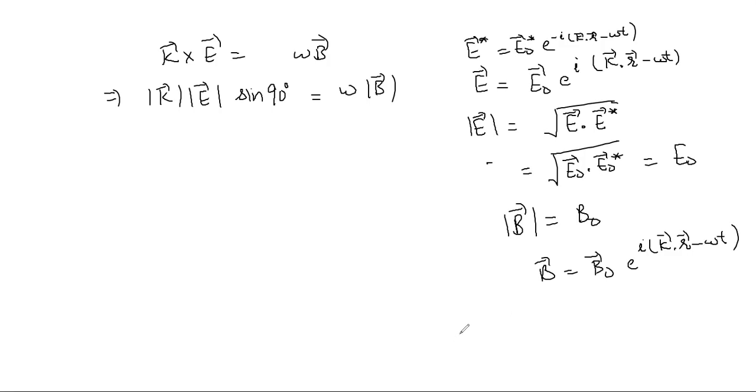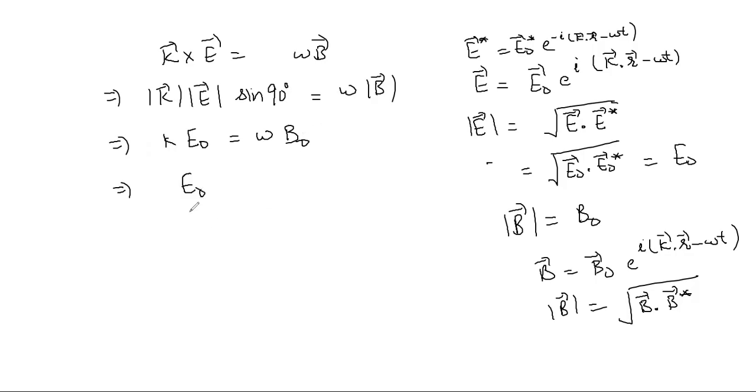This was the expression for a magnetic field. Exactly on similar steps, you can claim that the magnitude of the magnetic field would be given by the dot product of this vector with the complex conjugate of the vector itself. So from here, I can say that modulus of k is k, modulus of E is going to be E naught, sine 90 is 1, is equal to omega times B naught.